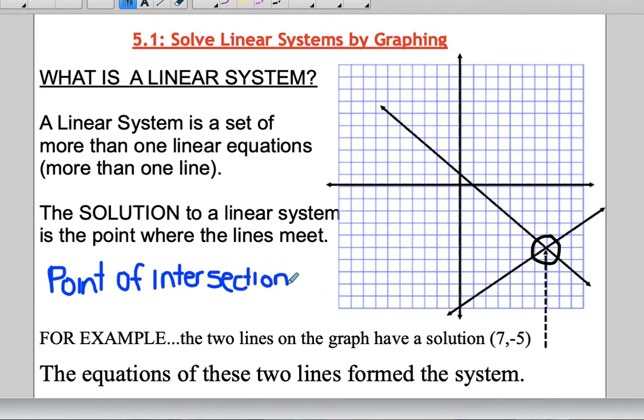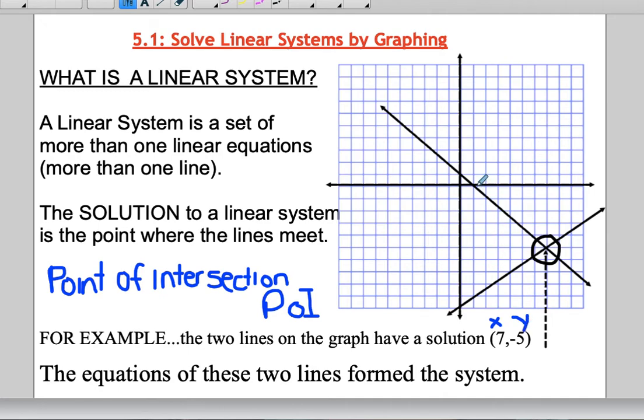So it's the point of intersection. We can abbreviate it to POI. When we solve linear systems, the point of intersection is the solution. For example, the two lines on the graph have a solution of (7, -5). The point of intersection is actually a set of coordinates given as your x and your y.